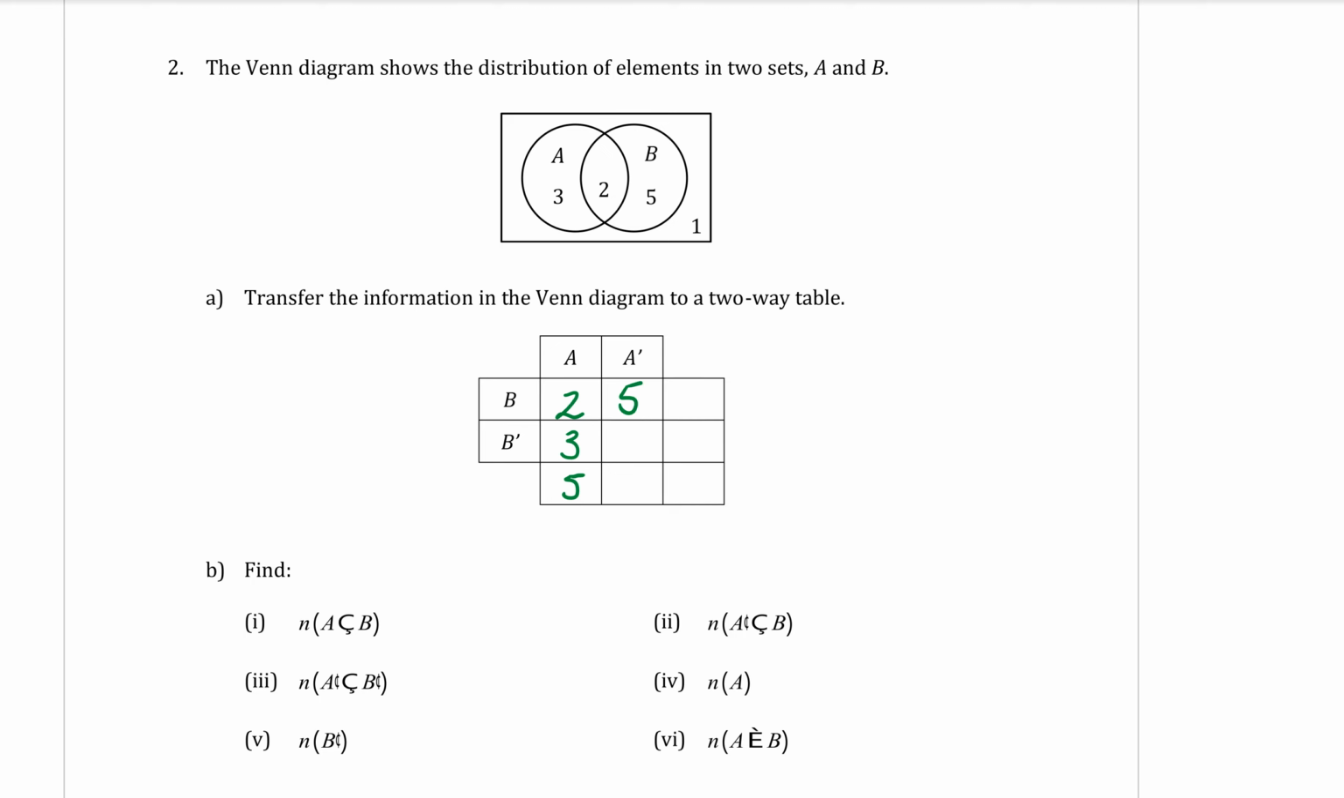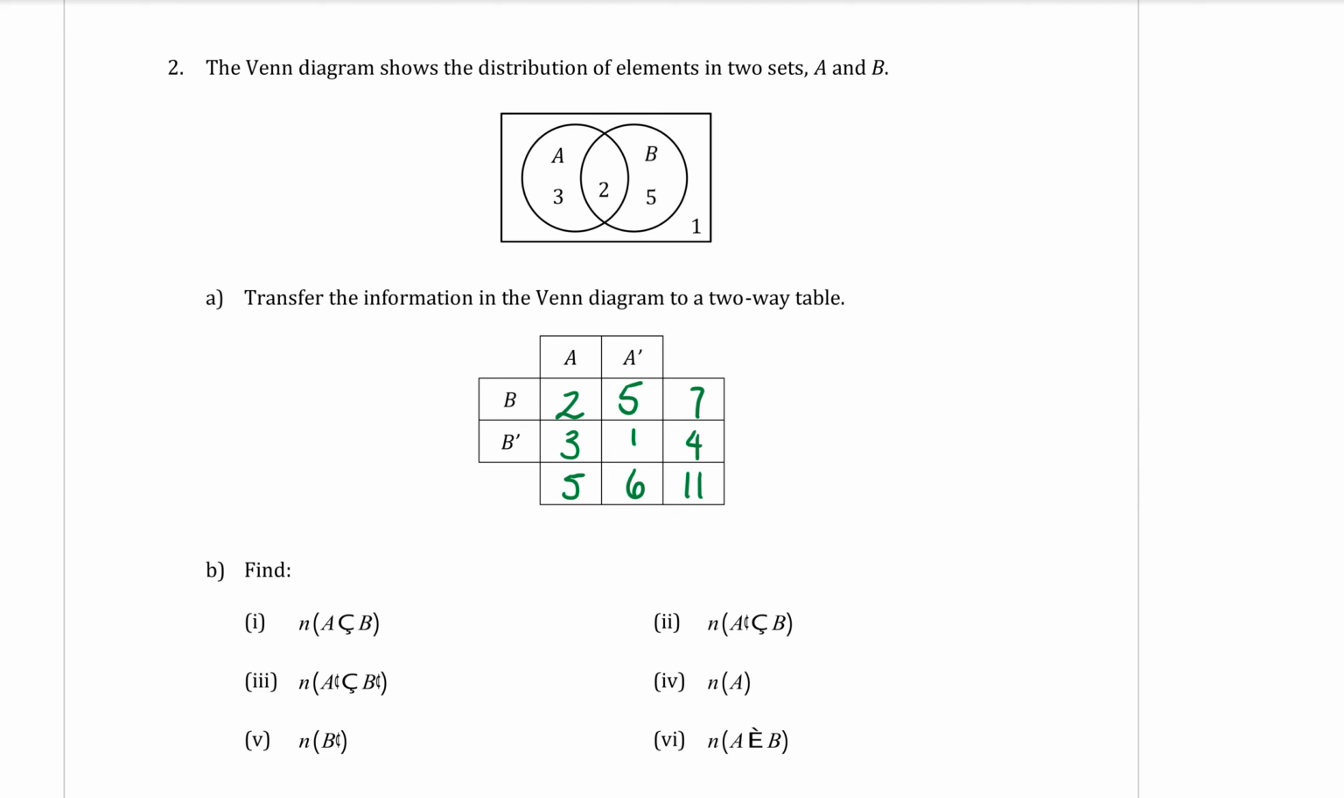Not A and not B means the one that's outside. It's neither of them. That is the 1. Add them together to get a 6. Going across the rows, 2 plus 5 is 7. 1 plus 3 is 4. And either way I add that, 6 plus 5 is 11 and 7 plus 4 is 11. So it all adds up nicely.